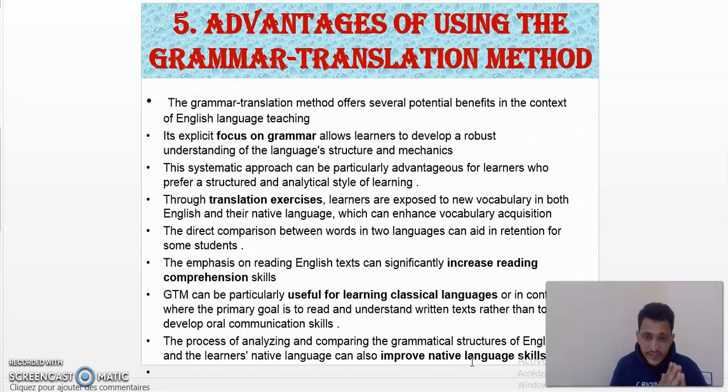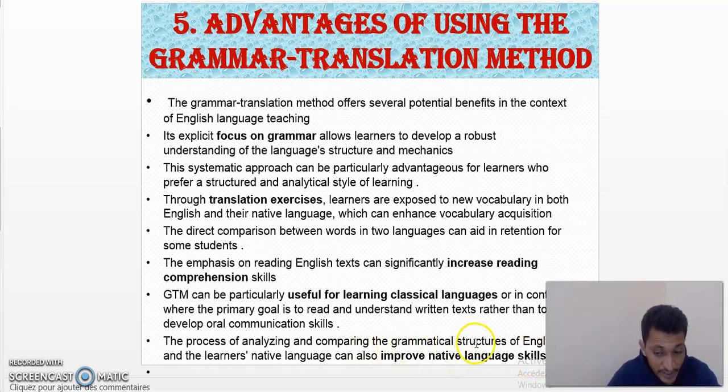Also, with its focus on grammar, this gives learners a strong understanding of the language structure and mechanics. This is the first. Students will have a rich vocabulary. Students will increase reading comprehension skills. What else? As you see here, analyzing and comparing the grammatical structure of English and the learners' native language can also improve native language skills.